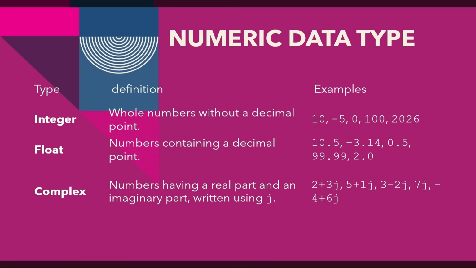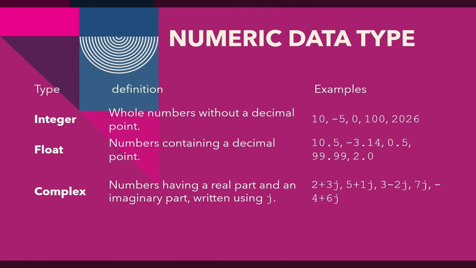As I said, integers are whole numbers without decimals. So any value which is a complete number, it can be both positive and negative numbers, are represented in integer category. Float numbers contain a decimal point. So these values include 10.5, minus 3.14. Both positive and negative decimals are included in this.